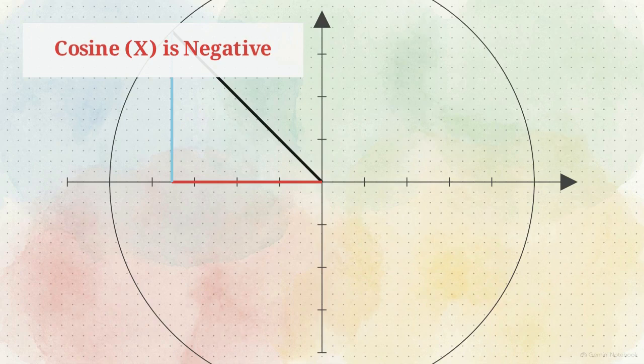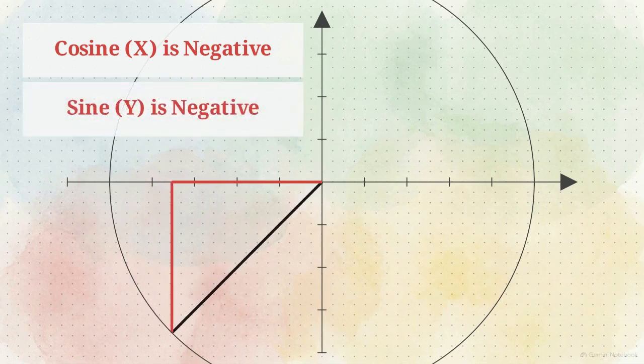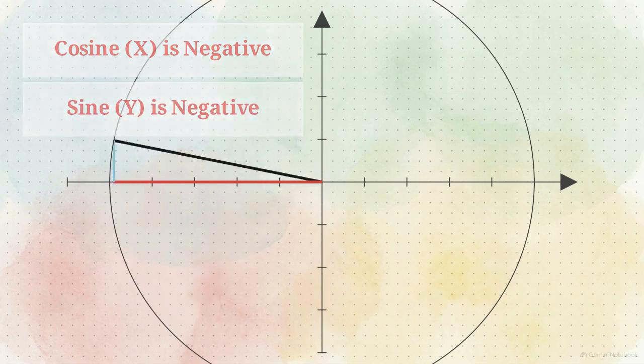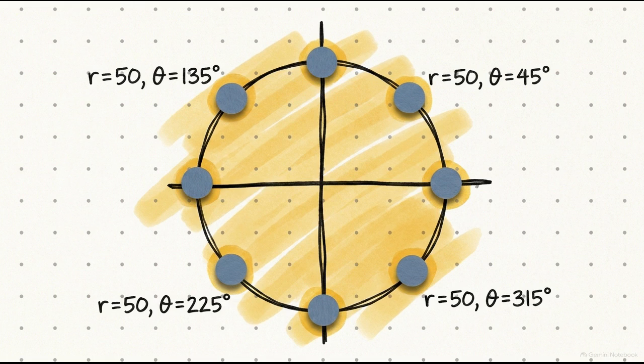At exactly 90 degrees, horizontal movement hits 0. Because tangent requires dividing sine by cosine, and you cannot divide by 0, the tangent at 90 degrees is mathematically undefined. Mapping these triangle sides to a coordinate grid provides a method for describing any location on a circular path using a radius and an angle.